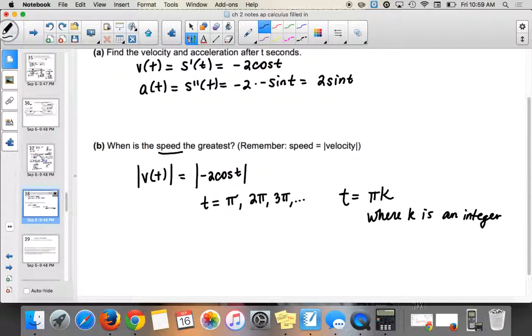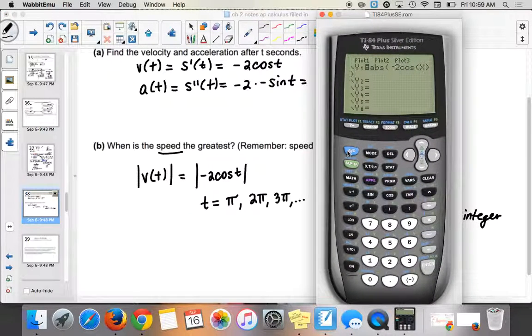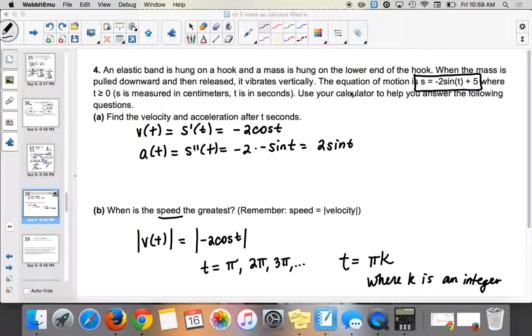Where are we looking on the graph to get t equals pi? You were looking at the x value. When I did second trace and found the maximum, I'm tracing along here, and when it says left bound, right bound, I want to get on the left of the maximum, then on the right of the maximum, and then guess where I think it is. Down here at the bottom, it says x equals 3.1415. Do you guys see that? So it's the x value. And the highest speed that it has is 2. So if I was asking what the highest speed is, it would be 2 centimeters per second. Okay.